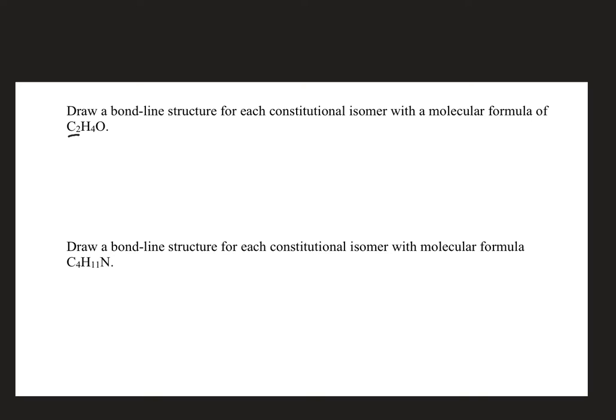And so the degrees of unsaturation, I'm just going to put DU, equals 2 times the number of carbons plus 2 plus the number of nitrogens minus the number of hydrogens minus the number of halogens, divided by 2. Notice oxygen is not in that equation.